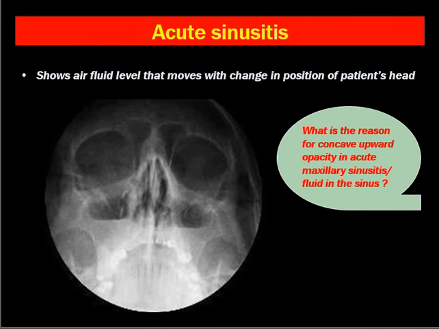What is the reason for concave upward opacity in acute maxillary sinusitis or fluid in the sinus? This is due to capillary action of the walls of the maxillary sinus. There is soft tissue and this has capillary action or imbibition. This leads to concave upwards. The sides become slightly raised. So this leads to concave upwards, may be asked in the viva or X-ray.